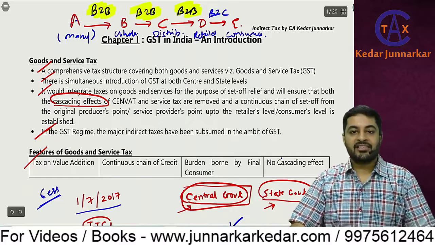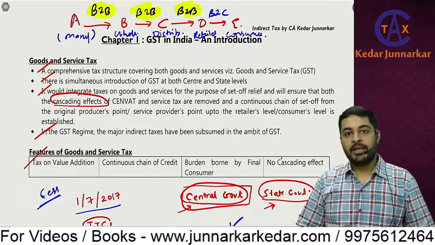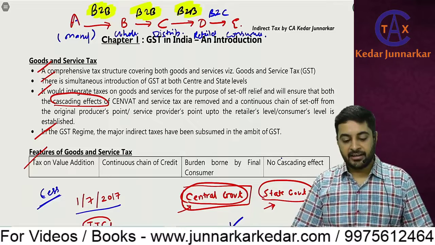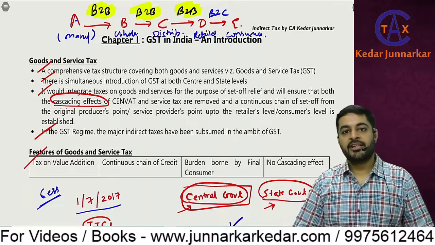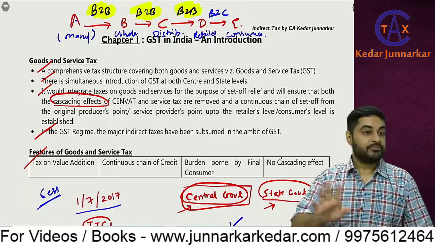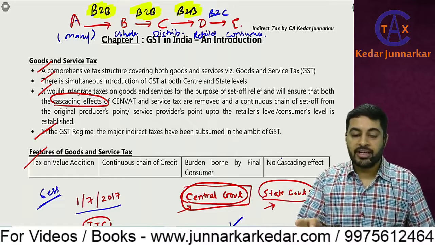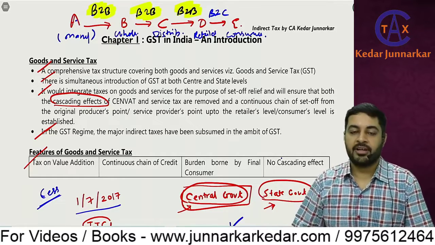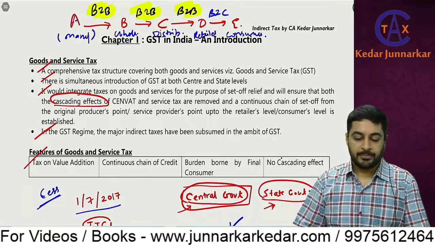So whatever tax is charged by A to B, B will get the credit. Whatever tax is charged by B to C, C will get credit. Whatever tax is charged by C to D, D will get credit. Whatever tax D has charged to E, he won't get credit because he is an ultimate consumer. He is not into the business of selling it further. Therefore, he won't get the credit.